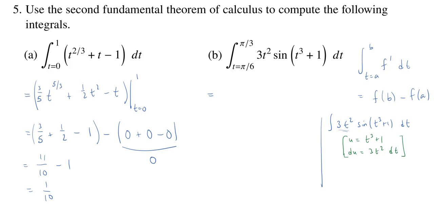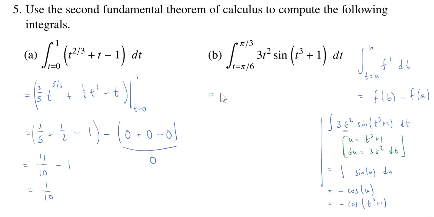If I make that substitution, then my antiderivative becomes, well, sine of t cubed plus 1 is just going to become sine of u. And then 3t squared dt just becomes du. And I know an antiderivative for sine. It's negative cosine. Very good. And then I can put this back in as negative cosine of t cubed plus 1. Excellent, I have an antiderivative.